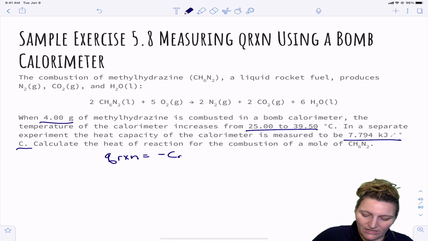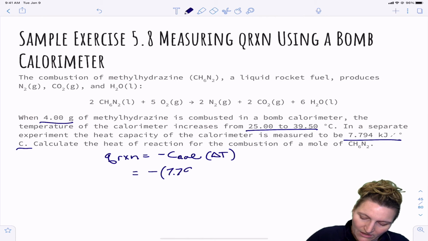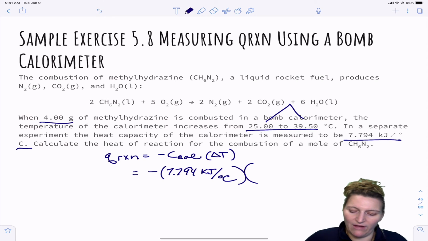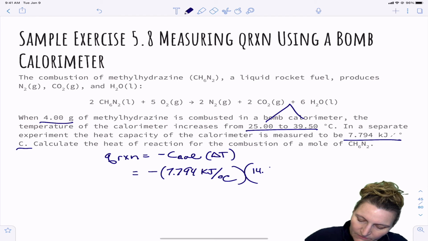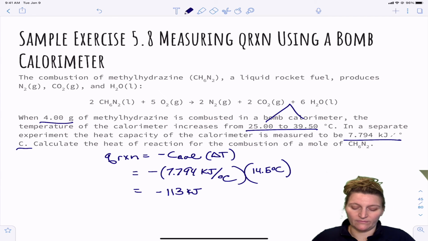Plug in the numbers. Negative C calorimeter times delta T, right? So negative, the calorimeter is 7.794 kilojoules per degree Celsius. What is the change in temperature, right? 25 to 39.5 is 14.5. And so I just multiply those two numbers, negative 113 kilojoules.